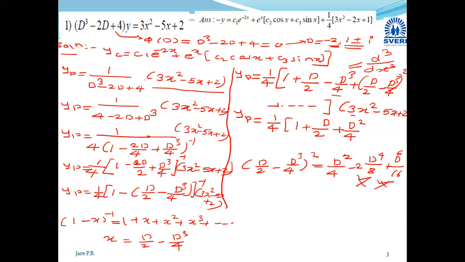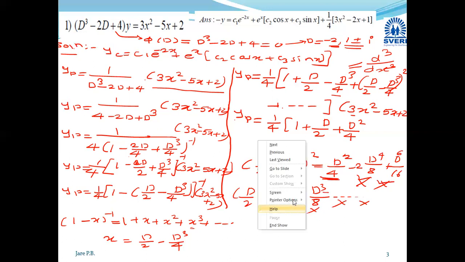Now the next, third term is x cube, which is d by 2 minus d cube by 4 bracket cube. Its first term is d cube by 8, and the last term is larger still, so there is no need to take it. We neglect this term. We expand only up to the square term, d square by 4.